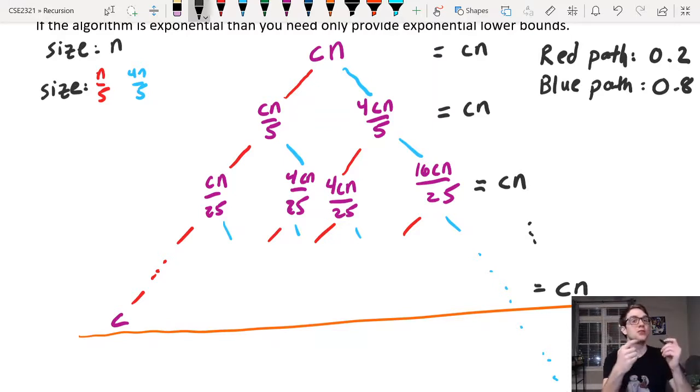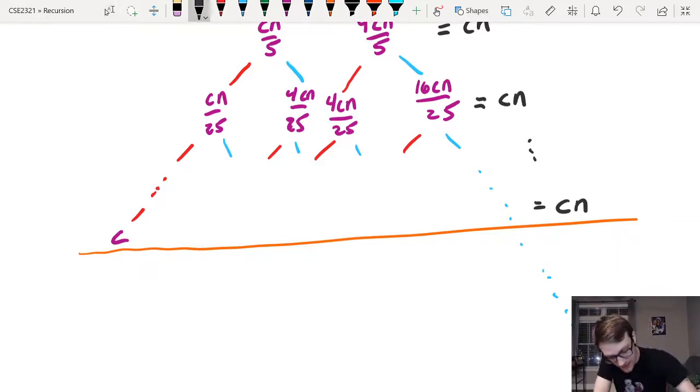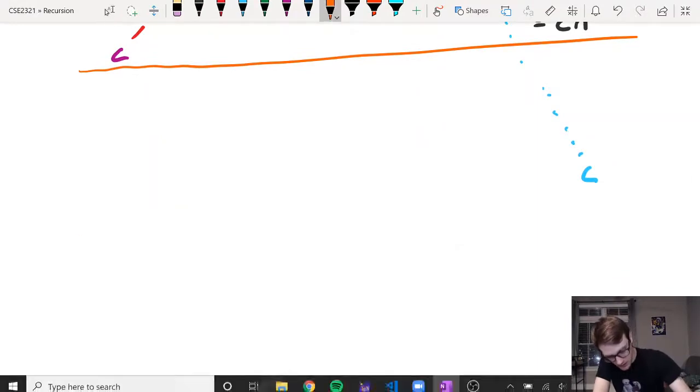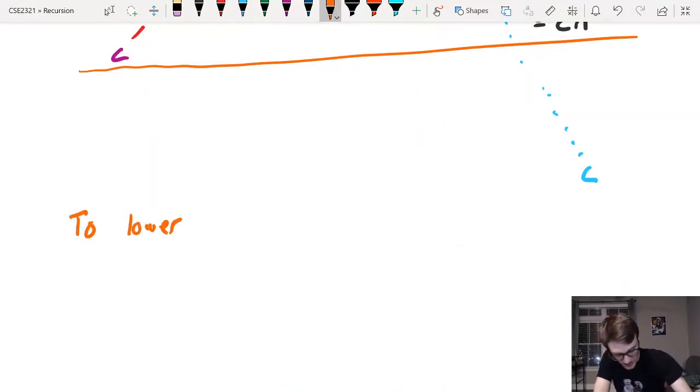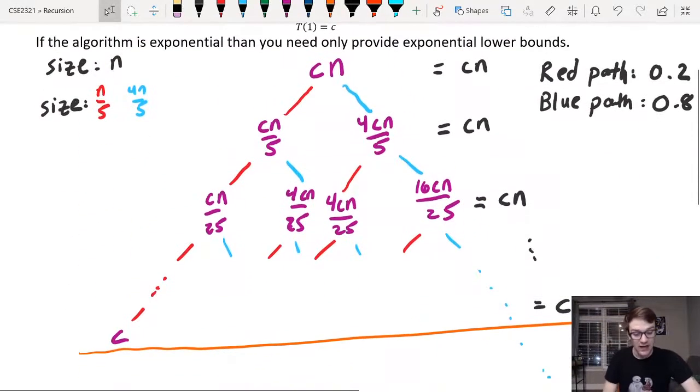We're going to actually use this tree to bound the growth rate. We know for a fact that the tree, because it's lopsided in this way, a way to lower bound the growth would be to cut it off here. I'm ignoring some of the cost by cutting it off there. So I'm just going to pretend to lower bound the tree. We're going to pretend the tree ends at the orange line.